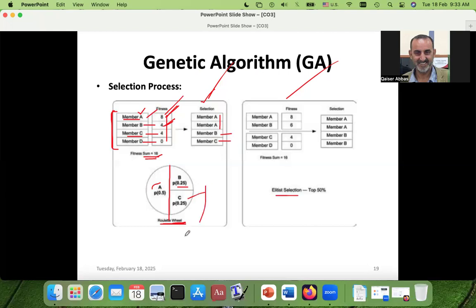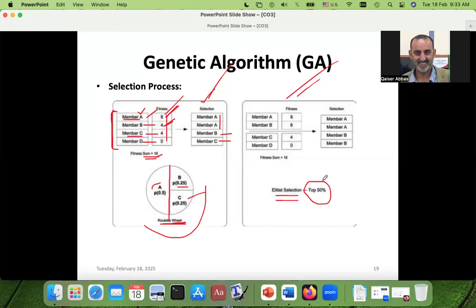This is called the roulette wheel method. And then we have the elitist selection. That is simple. You have to select the top 50%. Top 50, like students admitted in the class.